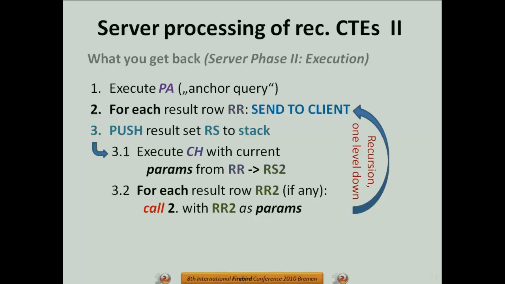So this is really the recursion inside the server. So you have one result set for the top, you have the second result set, and we take the current row of that result set, and with that we'll call this, and from here on it goes the same way. It sends that first child it finds back to the client, and again pushes that result set to the stack.